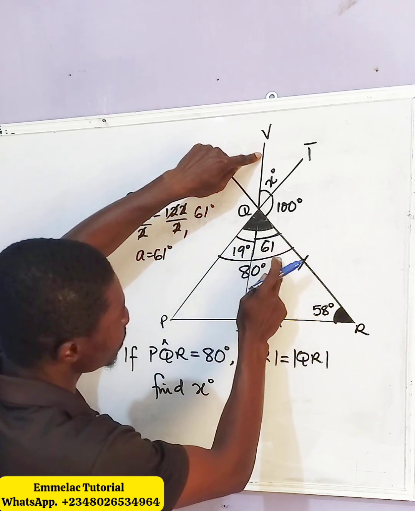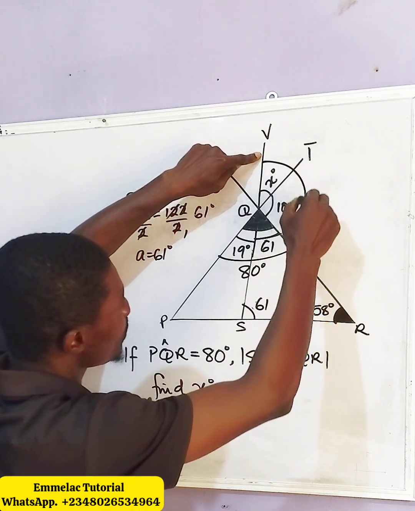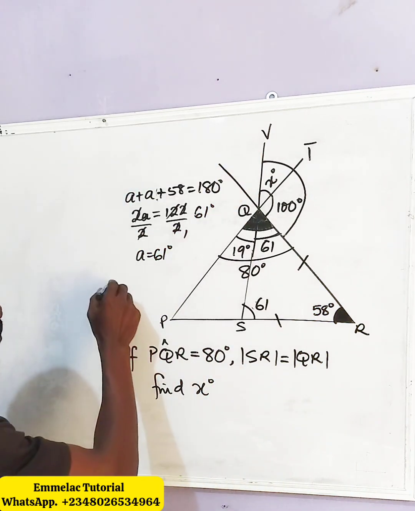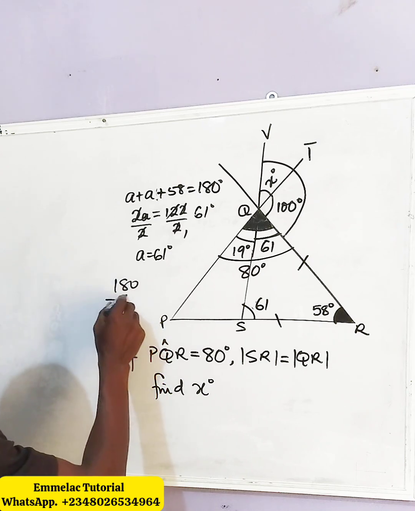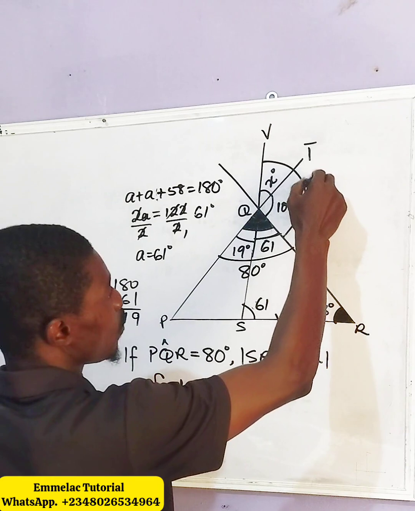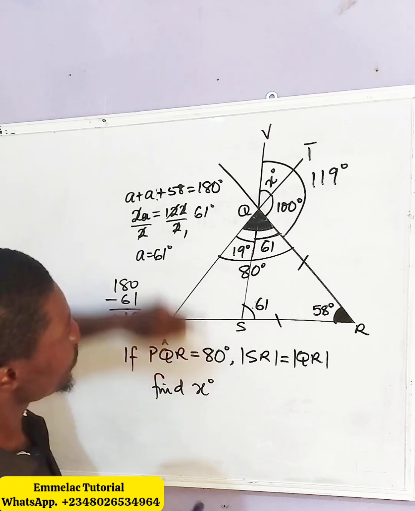Okay, so now let us also consider VQS, that is this straight line. You will see that from here is 61. Now the remaining part here, from here down here, will definitely be what? That will be 180 minus 61, so the overall is 119 degrees.